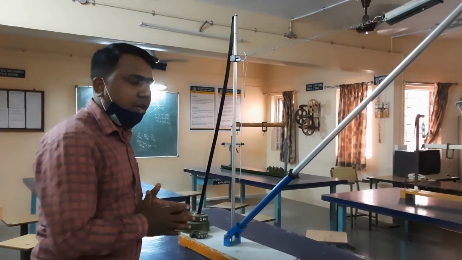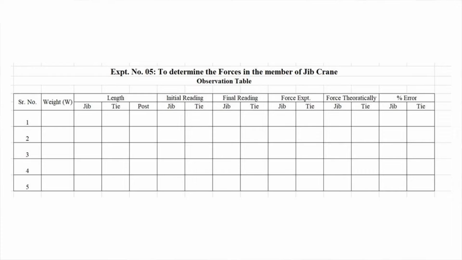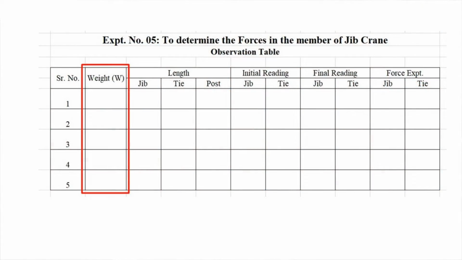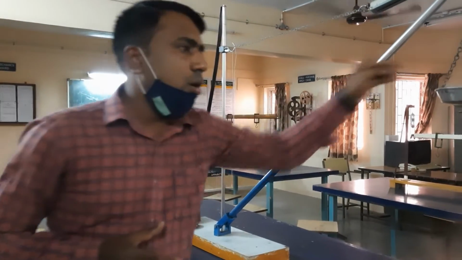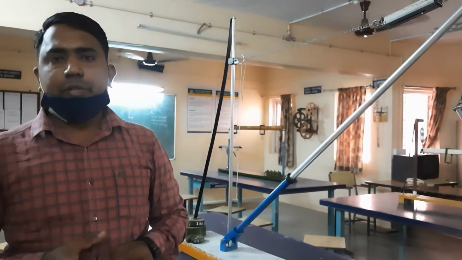In the observation table, the first column is given for serial numbers. Here we have to take 5 readings. The second column is given for W, that is the load acting on the Jib crane. When we apply the load, we have to consider the weight of the pan.